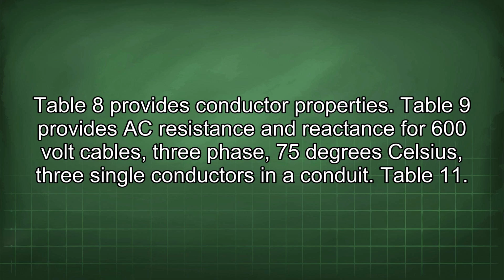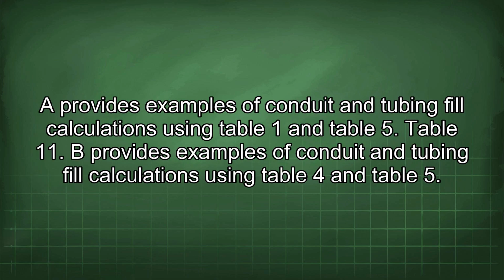Table 9 provides AC resistance and reactance for 600-volt cables, 3-phase, 75 degrees Celsius, 3 single conductors in a conduit. Table 11 provides examples of conduit and tubing fill calculations using Table 1 and Table 5. Table 11b provides examples of conduit and tubing fill calculations using Table 4 and Table 5.